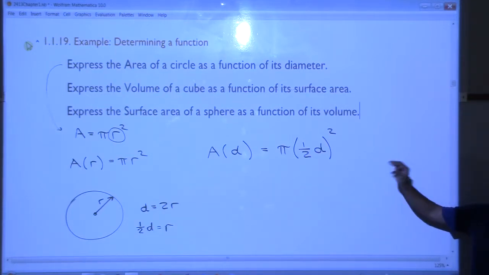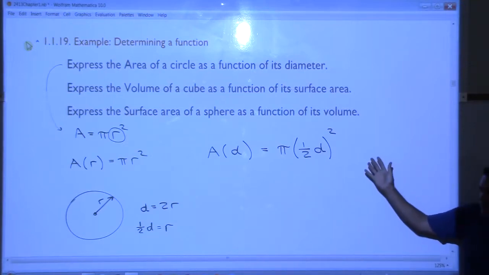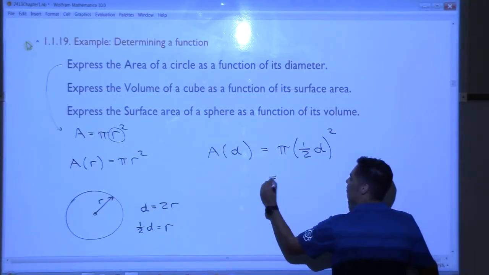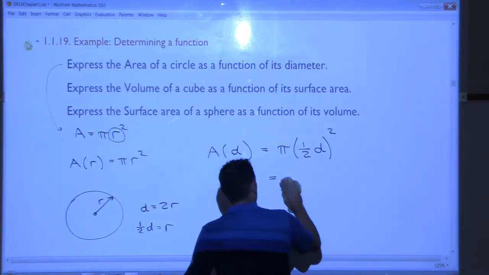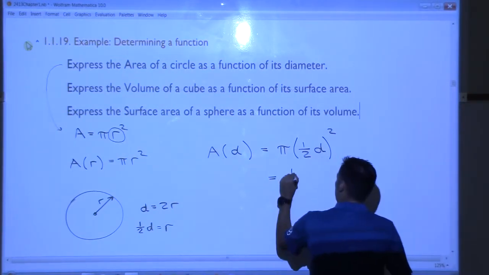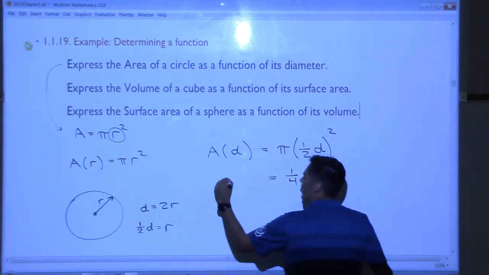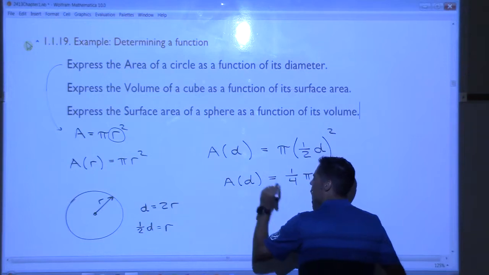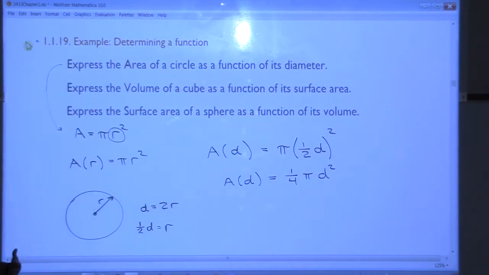And that is correct. We are kind of done at this point, but let's go ahead and just finish up the algebra here. We can square that, can't we? And when you square it, you would square the 1/2 and the d, so you get 1/4 pi d squared. And now your area is a function of the diameter. Is that one pretty straightforward? Any questions over that? Yes?